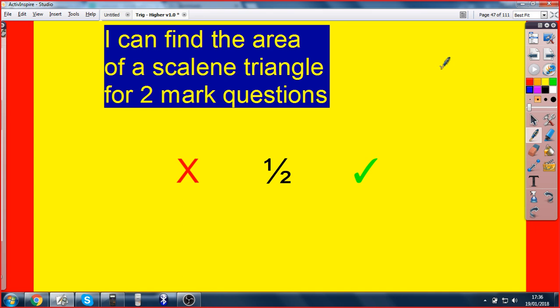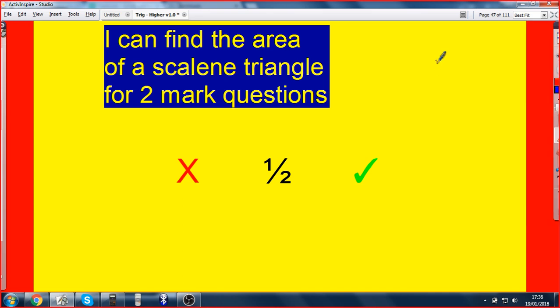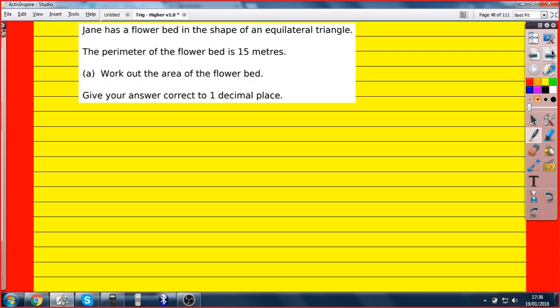I can find the area of a scalene triangle for 2 mark questions. Half a tick, or a tick. In between half. Okay. And a tick. Okay, let's try this one.